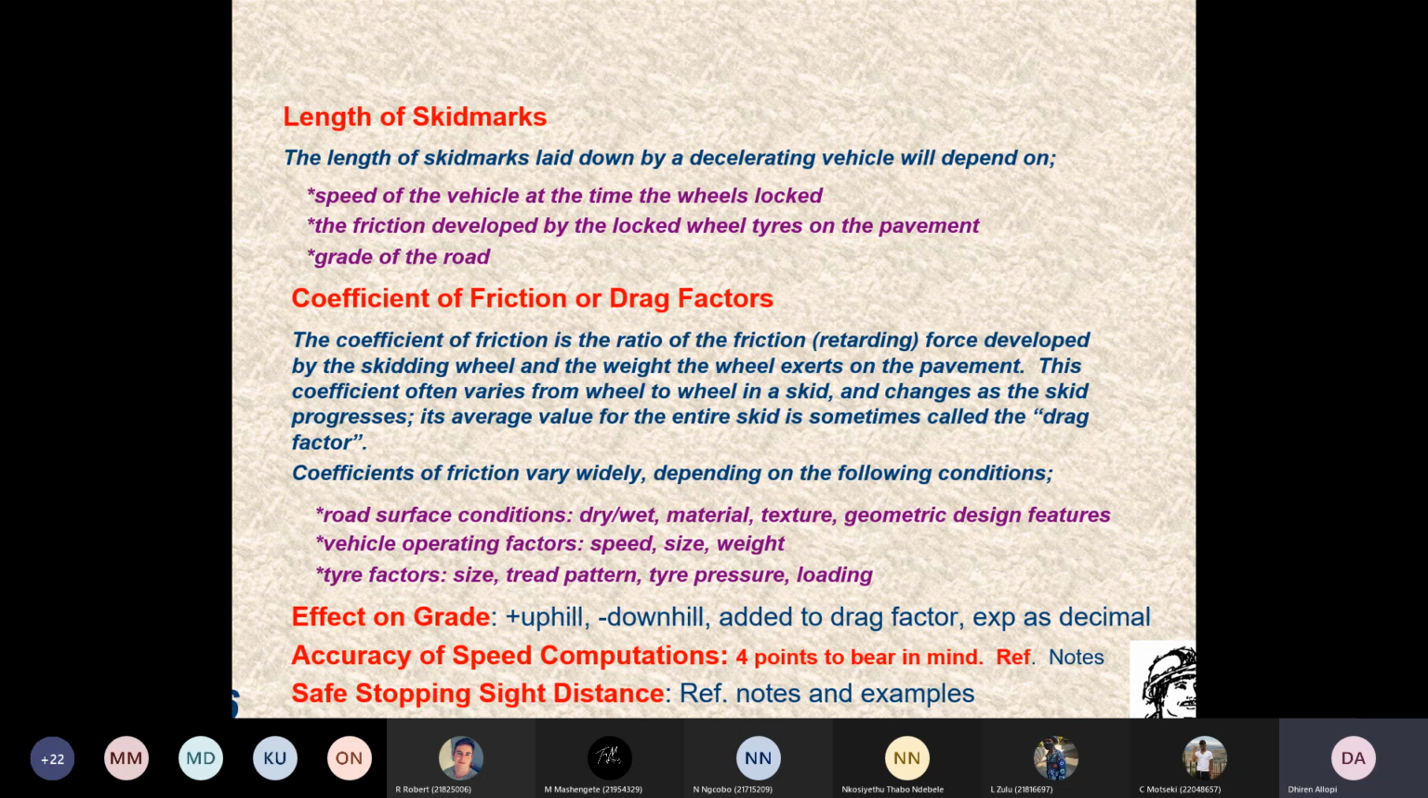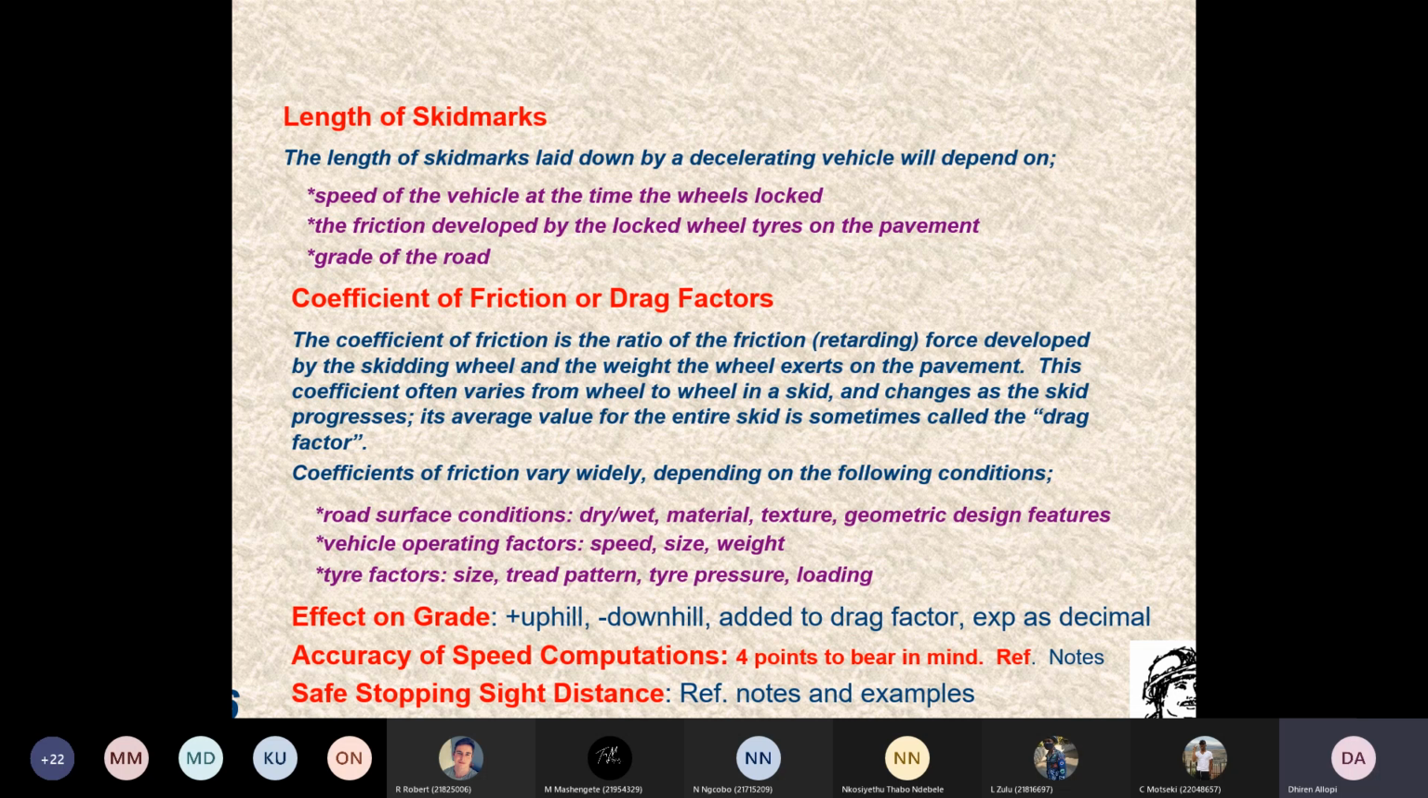Accuracy of speed computations, there's 4 points that's listed in your notes. And you can refer to your notes on page 15 at the bottom of page 15 and on the top of page 16, A, B, C, D, 4 points, which simply gives you some information on results that was obtained by computing your speed from your skid marks. So whether it was always lower than the speed, or whether it was speed accuracy, whether it was less than the speed. So those are some 4 points that's listed in your notes.